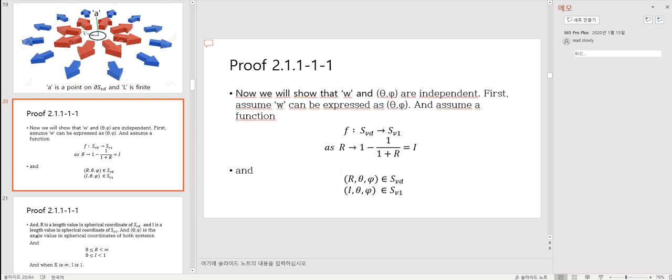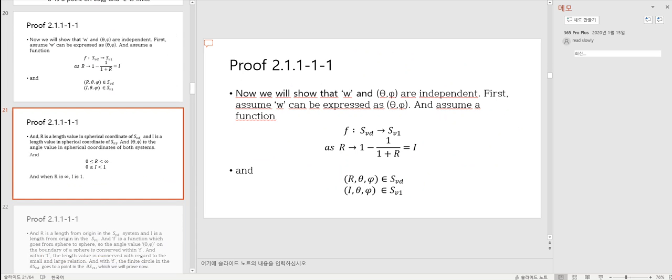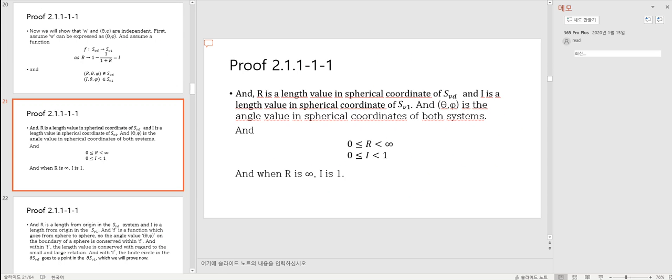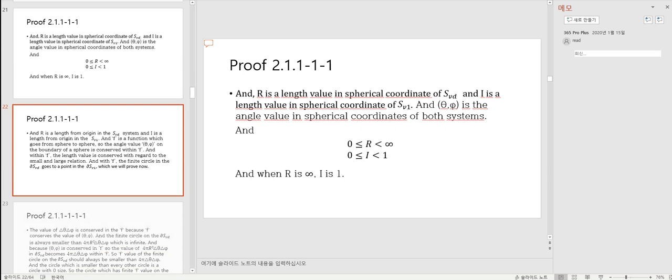Now we will show that omega and (theta, psi) are independent. First, assume omega can be expressed with theta, psi, and assume a function like this. R is a length value in the spherical coordinate of S3D, and Ri is a length value in the spherical coordinate of S3-1, and theta, psi is the angle value in the spherical coordinate of both systems, and it satisfies this.